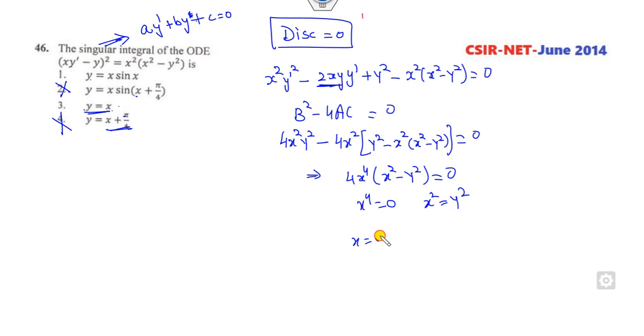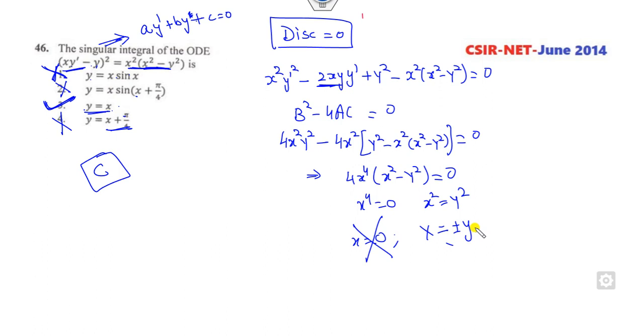But x equal to 0 does not satisfy here. Left hand side is 0, but right hand side is not 0. And y is equal to plus minus x, that's the only right answer. This is the wrong answer. With the first method, you can only discard the option. If there is only one correct option, then you can do this. Otherwise, you have to check the remaining.